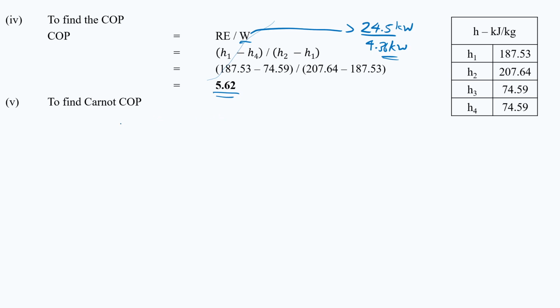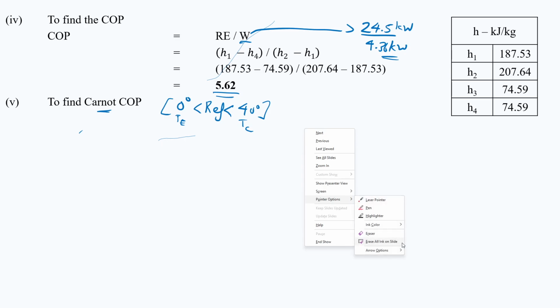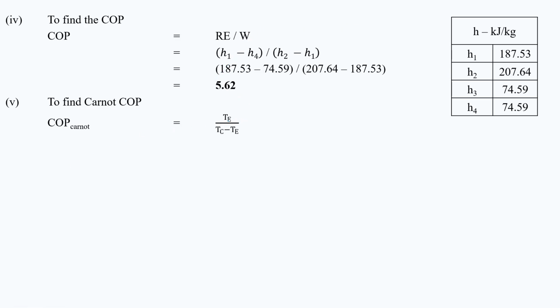Then the last part, to find the Carnot COP, we know that our refrigerator is working between 0 degrees Celsius and 40 degrees Celsius, that is evaporator temperature and condenser temperature. Using that concept, the Carnot COP is given by the evaporator temperature, that is the lowest temperature T2, divided by the difference between condenser and evaporator temperature, T1 minus T2, higher minus lower.